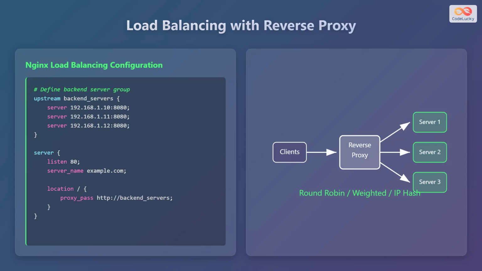With round-robin, each server is selected in turn. Weighted allows assigning different weights to servers based on their capacity. With IP hash, requests from the same IP address are always routed to the same server.